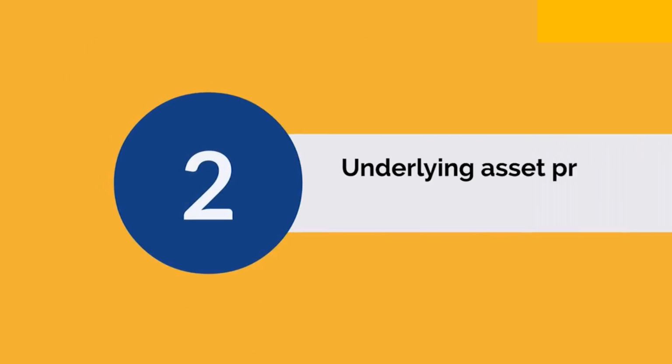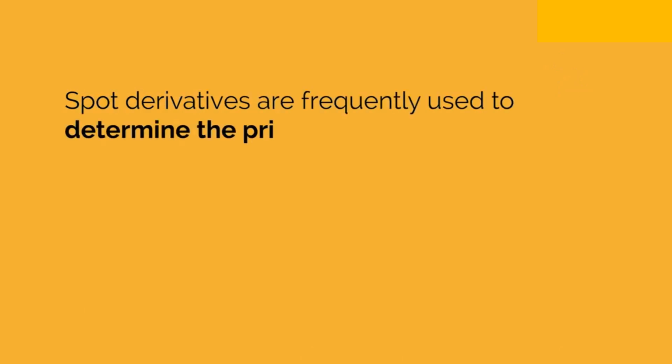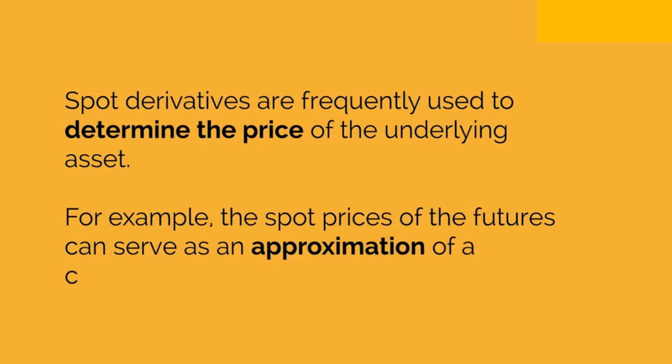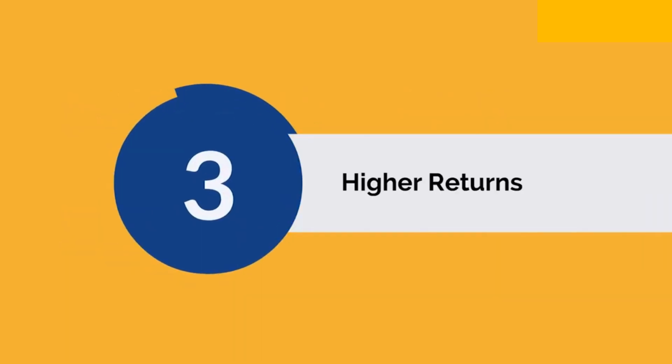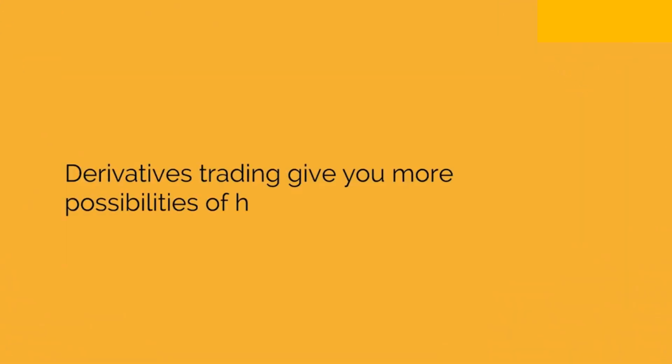Number 2. Underlying asset price determination. Spot derivatives are frequently used to determine the price of the underlying asset. For example, the spot prices of the futures can serve as an approximation of the commodity price. Number 3. Higher returns. Derivative trading gives you more possibilities of higher returns.